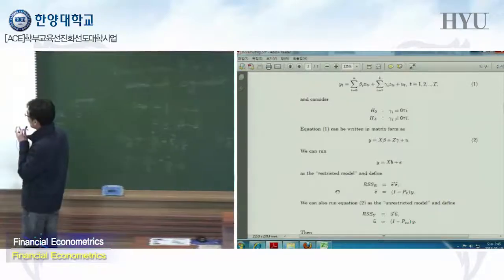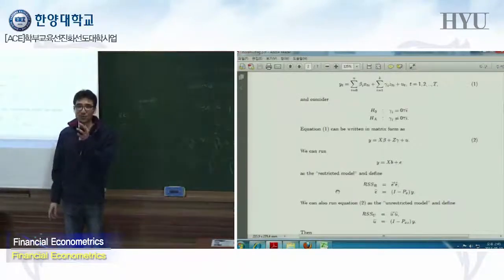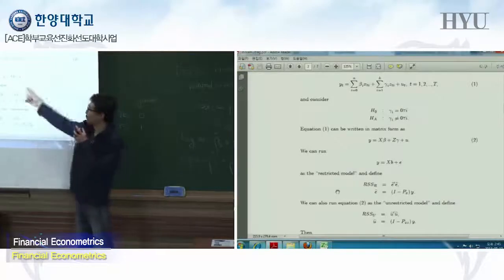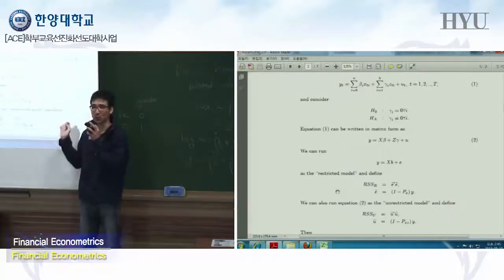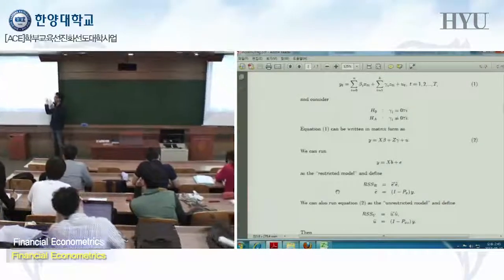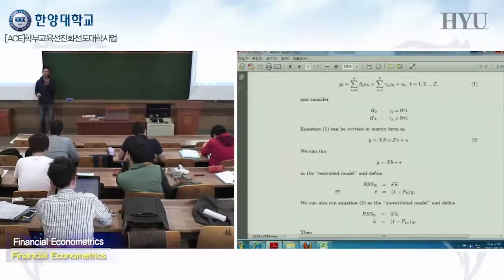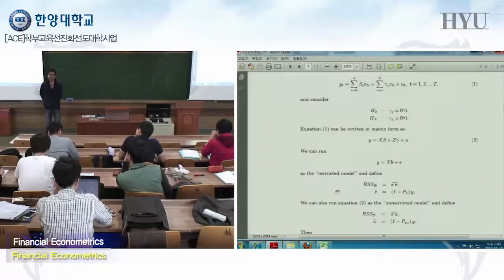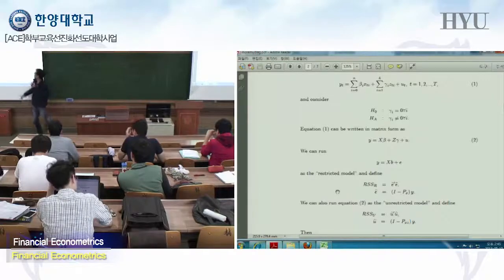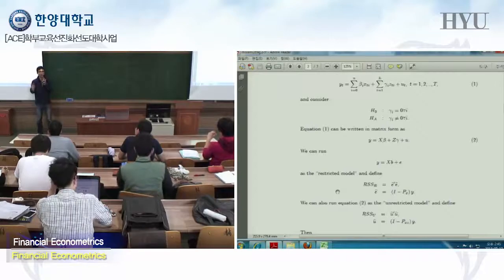So we call this equation the unrestricted model. We call this one the restricted model. It is called restricted because we put the restriction that the gammas are all 0. So intuitively, if the null hypothesis is right, the restricted model and unrestricted model should generate basically similar coefficients. Similar coefficients, which means the error terms u or e should be similar to each other, right?